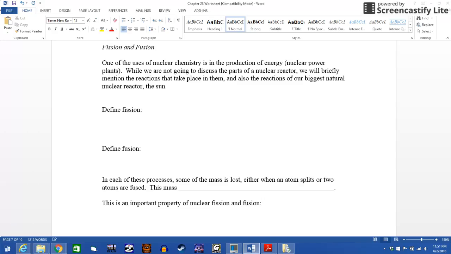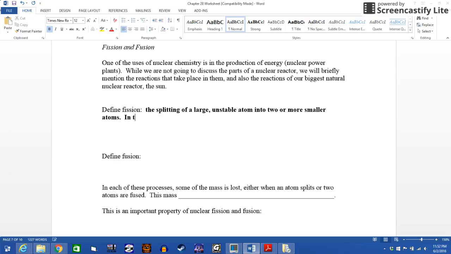So fission. Here's the definition of fission. It is the splitting of a large, unstable atom into 2 or more smaller atoms.